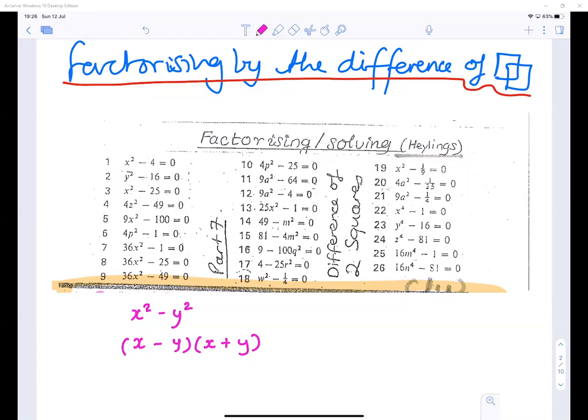If anything is in the format of something squared minus something else squared, this is called the difference. The difference comes from the minus. The difference of two squares then factorizes in that very particular nice way, x minus y and x plus y. So let's have a look at an example. Let's look at question number 1.